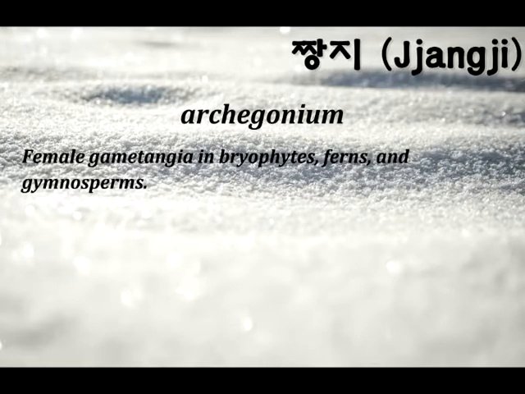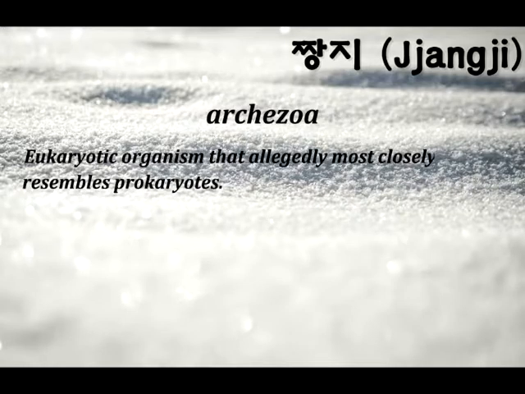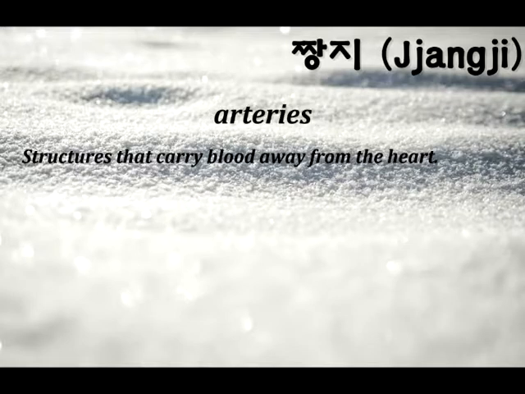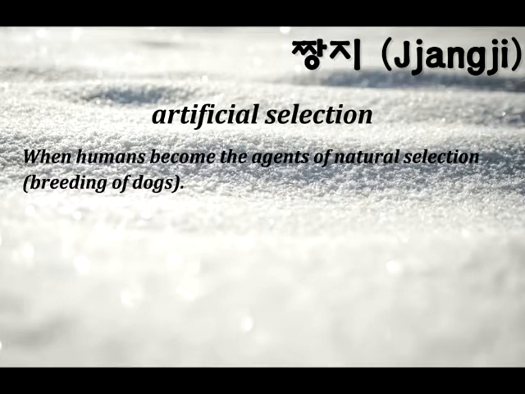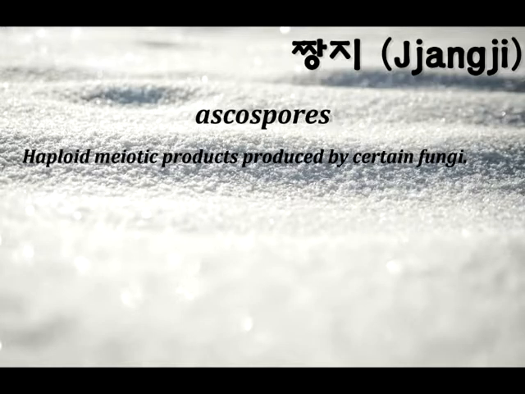Archegonium, female gametangia in bryophytes, ferns, and gymnosperms. Archezoa, eukaryotic organism that allegedly most closely resembles prokaryotes. Arteries, structures that carry blood away from the heart. Artificial selection, when humans become the agents of natural selection, breeding of dogs. Ascospores, haploid meiotic products produced by certain fungi.